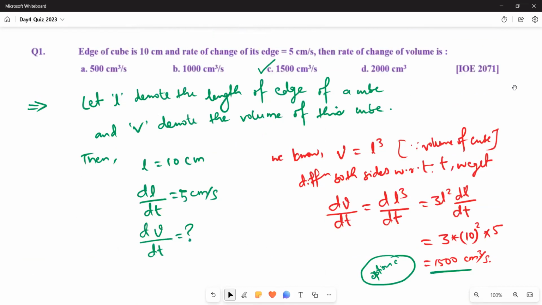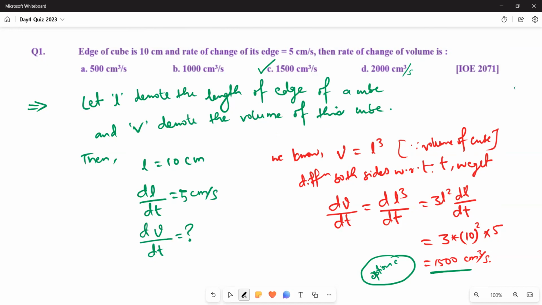Let me read it. Each edge of a cube is 10 centimeter and rate of change of its edge is 5 cm per second. Then rate of change of volume is what? Options are: A, 500 cm cube per second. Option B is 1000 cm cube per second. Option C is 1500 cm cube per second. And option D is 2000 cm cube per second. So these are the 4 options, and the right option is 1500 cm cube per second.